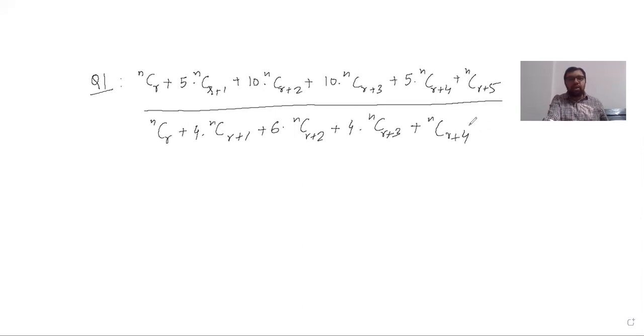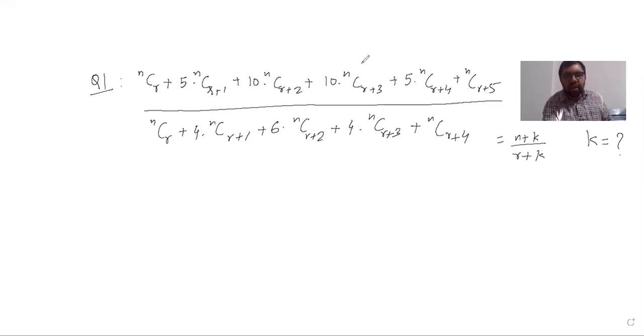This fraction is given to us as n plus k divided by r plus k, and we are supposed to find the value of k. So k is the question mark. Let's come to the solution part.